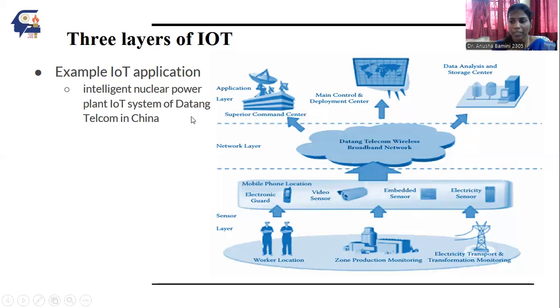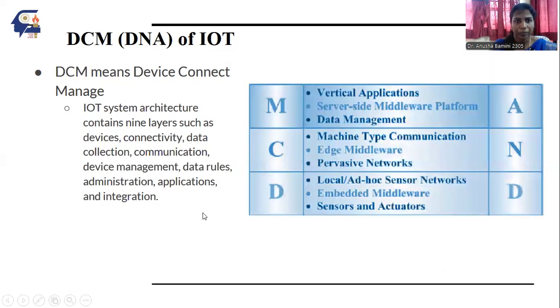So our first topic is DCM. The expansion for DCM is device, connect, and manage. The first one is device, and that device is supported in the sensor layer. D represents device, C represents connect, and M represents manage. In another form, this DCM can be called DNA: device, network, and application.